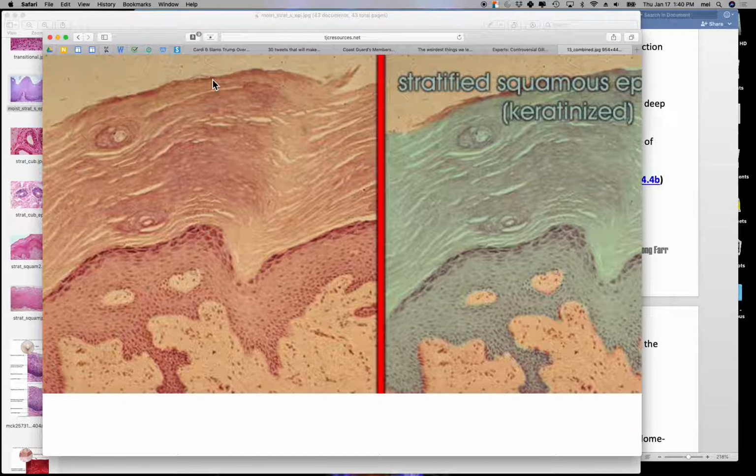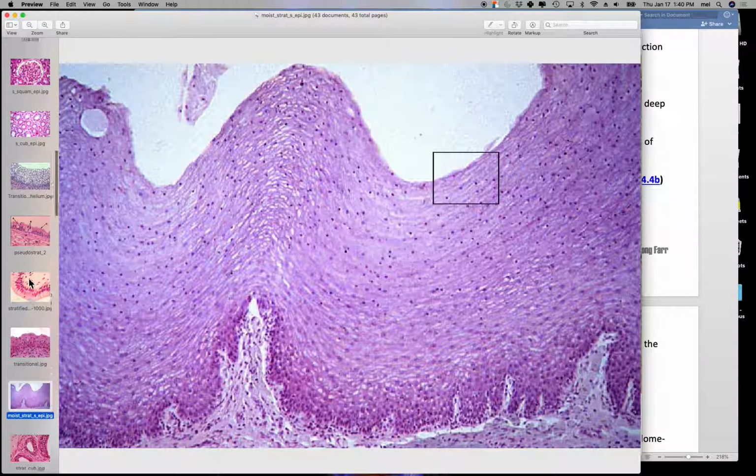So moist and keratinized stratified squamous epithelium. Good? Okay, they're both protective. One of them doesn't have to worry about water loss. Everybody good? Okay, so you can practice that. You need to look for the nuclei. It's not so much the thickness, it's whether there is the presence of nuclei on the surface. Okay, so let's do one more.